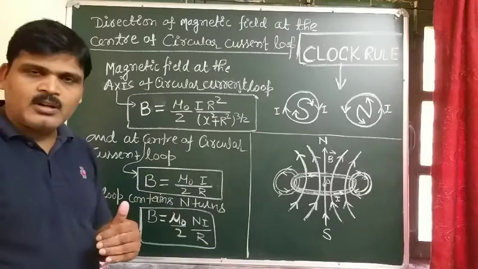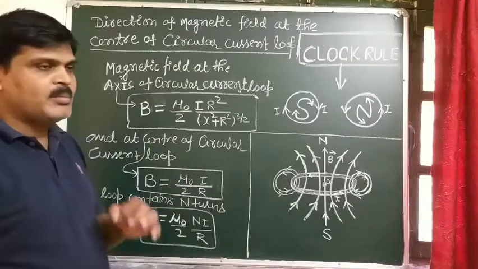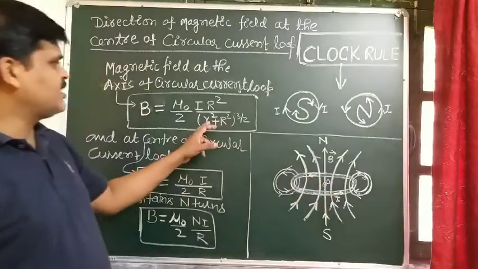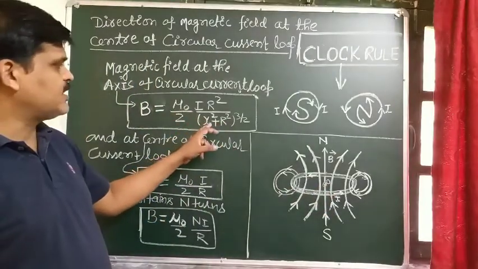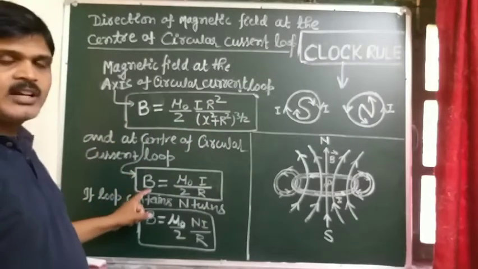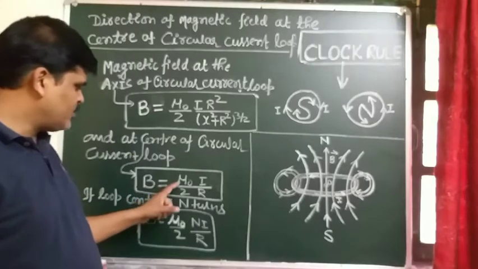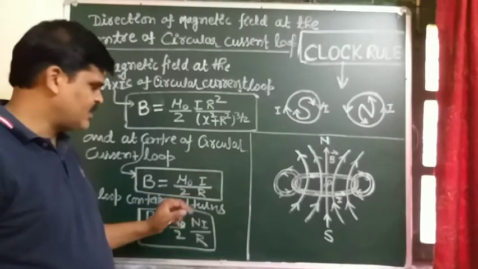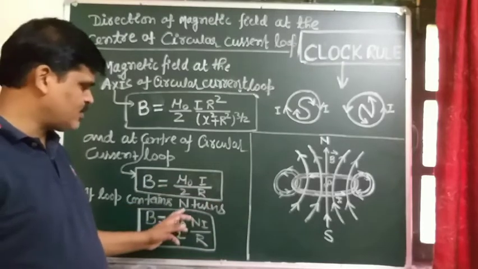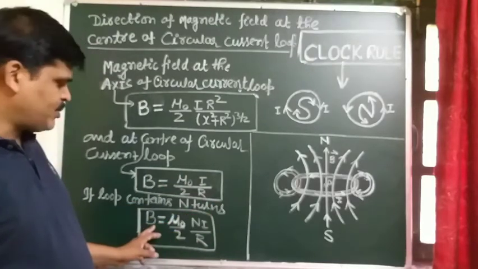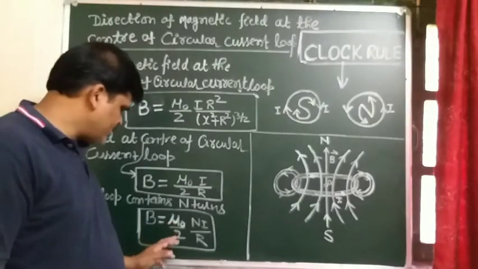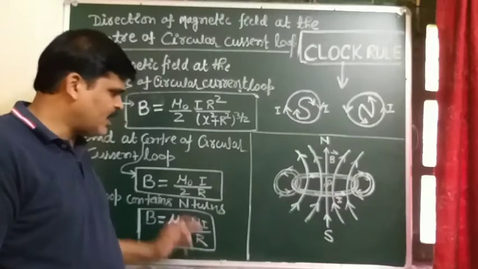And also I have derived the formula for magnetic field at the center of circular current loop. Putting the value of x equal to 0 in this equation, the magnetic field at the center of circular current loop is obtained as mu naught by 2 I by r. And student, if the loop contains n number of turns of a coil, then the magnetic field at the center of circular current loop becomes mu naught by 2 n I by r.